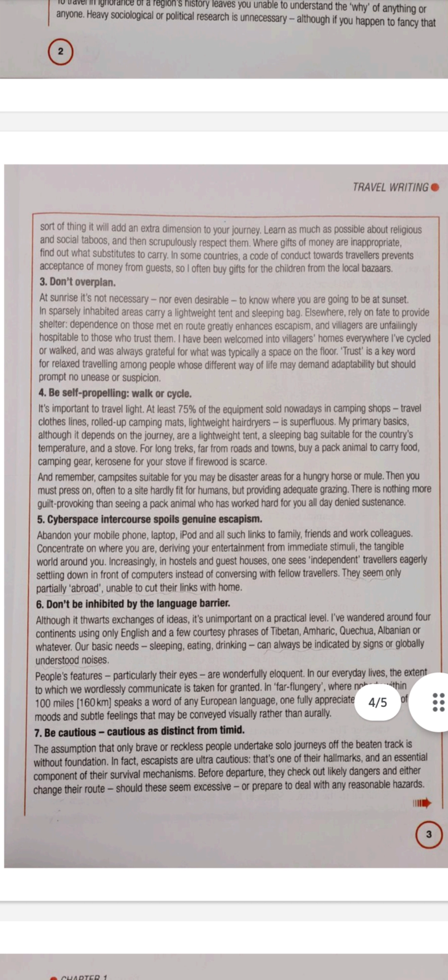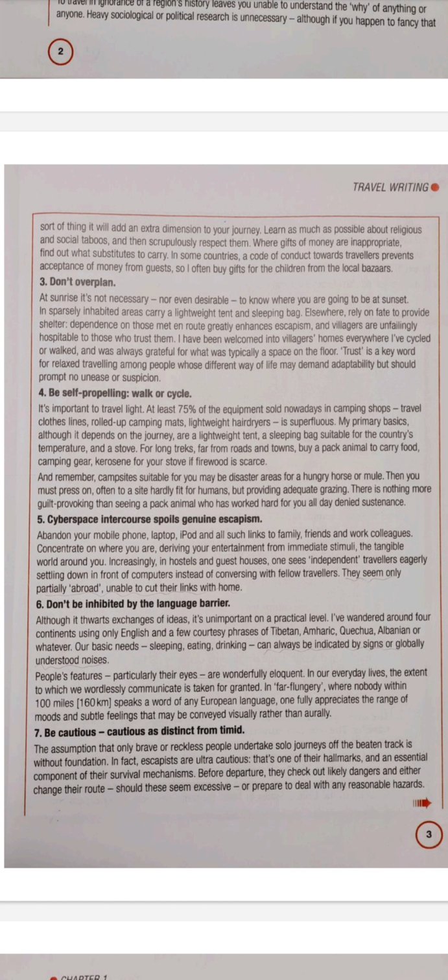Number 4, be self-propelling. Walk or cycle. Move. To propel is to move. Move on your own. It's important to travel light. At least 75% of the equipment sold nowadays in camping shops, such as travel clothing lines, rolled up camping mats, lightweight hair dryer, is superfluous. It's extra. It's unnecessary. My primary basics, although it depends on the journey, are a lightweight tent, a sleeping bag suitable for the country's temperature, and a stove. For long treks, far from roads and towns, buy a pack animal to carry food, camping gear, kerosene for your stove if firewood is scarce, if it's rare.